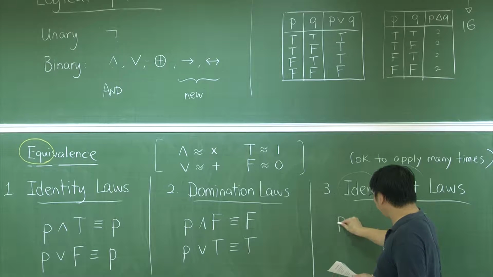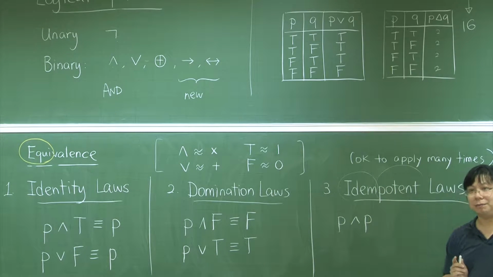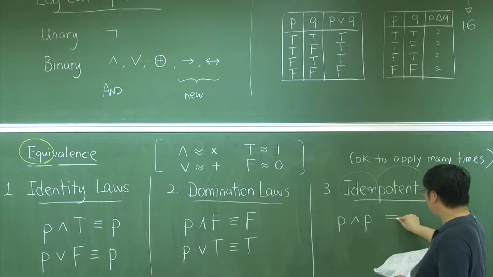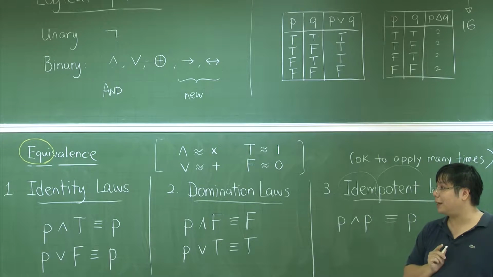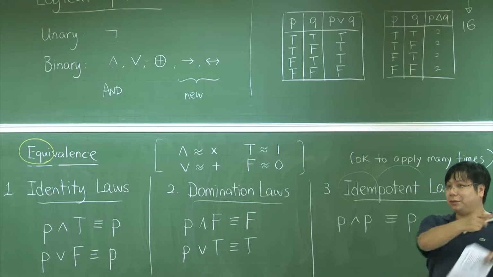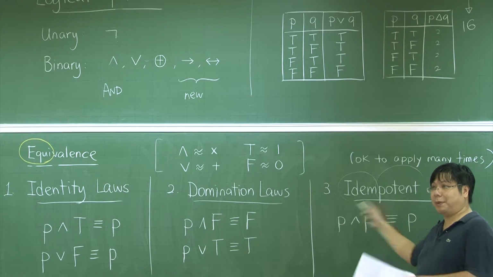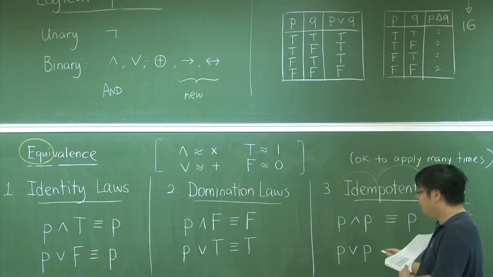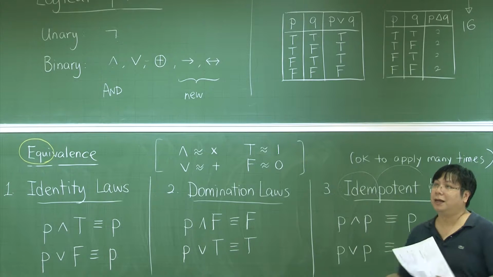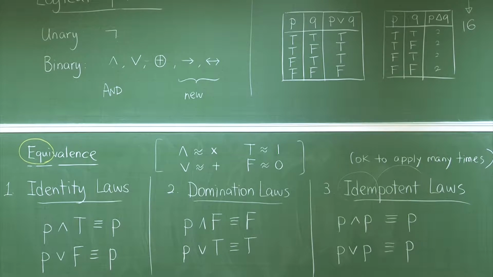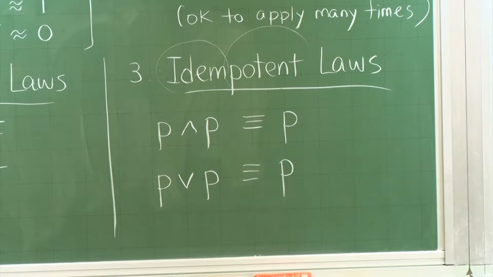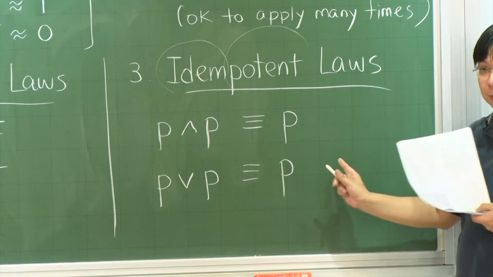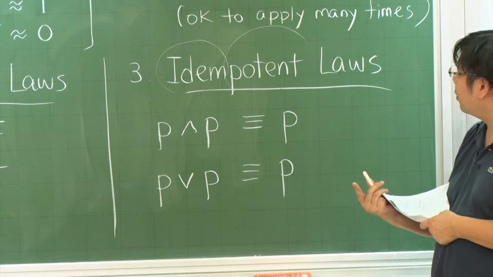For instance, P and P. You can simplify it as just P. Does that make sense? If P is true, then P and P is true. If P is false, P and P is false. So it agrees with P. Similarly, we have P or P, which is also P. So no matter how many times you apply the operator on yourself, you still get the same value as yourself. This is called the idempotent laws.